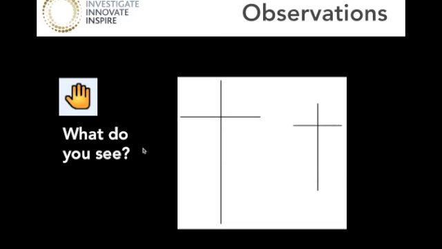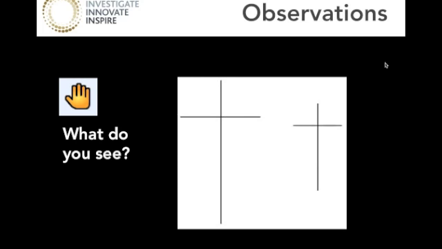In this next slide, again, what do you see? Awkward. 4 intersecting lines. Okay, 4 intersecting lines. Crosses. Crosses. I see 2 lines in 2 separate crosses. One appears smaller than the other. Okay.